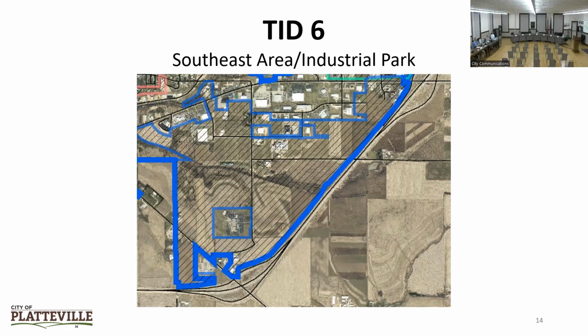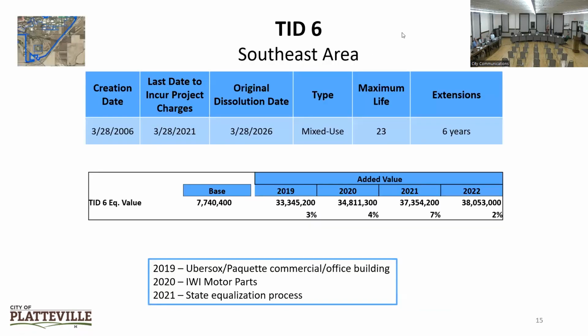You can see that lately we have had some growth in TIF 6, with 3%, 4%, 7%, and 2% from 2019 to 2022 consecutively. Part of the growth has been the Ubisox Packet commercial office building, the IWI Motor Parts expansion, and then a little bit just from the state equalization process.